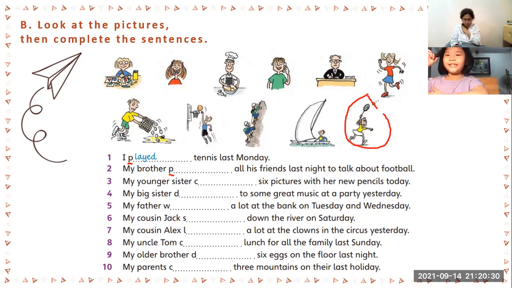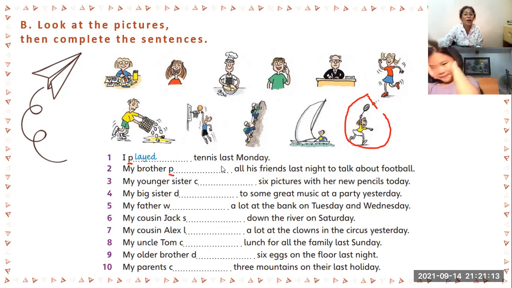My brother played his friends last night to talk about football. What is that? Look at the boy in the green one. What is the boy doing? He's calling. Oh, it starts with letter P. What letter starts with letter P? I don't know. It's too hard.